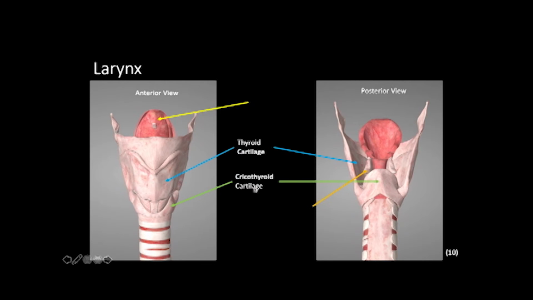Next, we have the cricothyroid cartilage. Sometimes it's seen as cricoid cartilage in images, but this is the only cartilage of the larynx that wraps around the entire trachea.